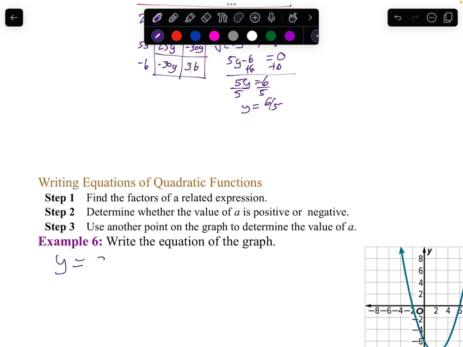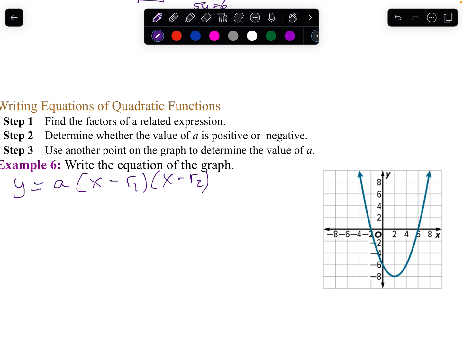y equals A times x minus one of my roots. I'll call that R1. Times x minus my other root, R2. My roots, remember, are my solutions or my x-intercepts. So on this one, root 1 is going to be negative 2, right here. Root 2 is going to be 6. I get those from the graph. So I can write my equation, y equals A times x minus a negative 2. I'll go straight to x plus 2. And then x minus 6.